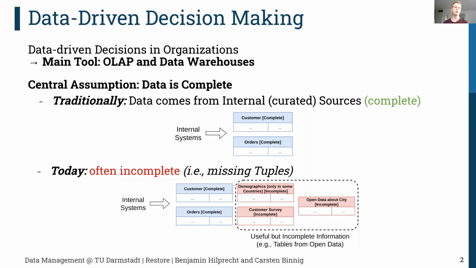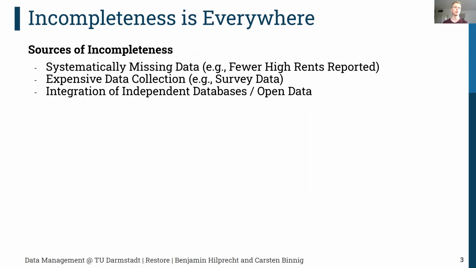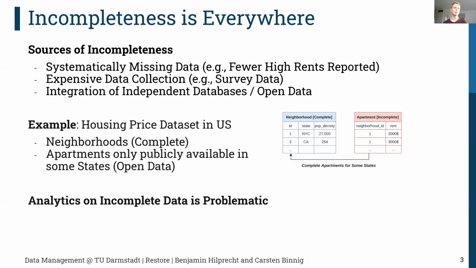Today, the data is often incomplete, meaning that you have missing tuples because you use additional, useful, but incomplete information. For instance, tables from open data. But there are many more sources of incompleteness. You could have systematically missing data, for instance, really high rents in a housing price data set, expensive data collection, as is the case for survey data, or the integration of independent databases or augmentation with open data. Let me give you an example for the last one.